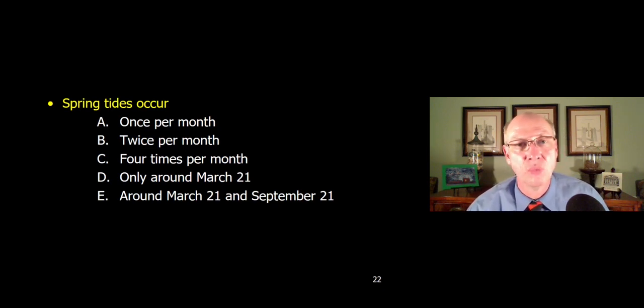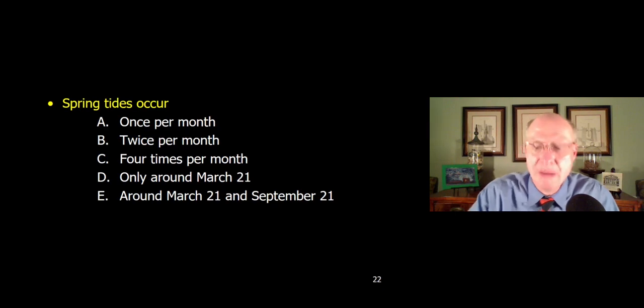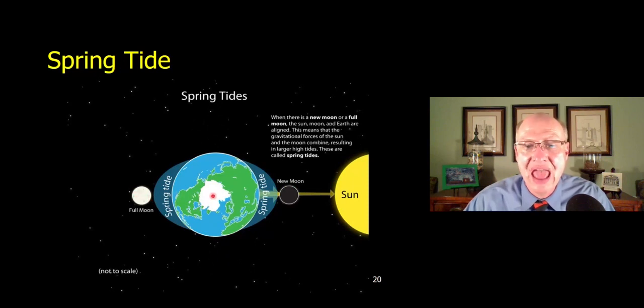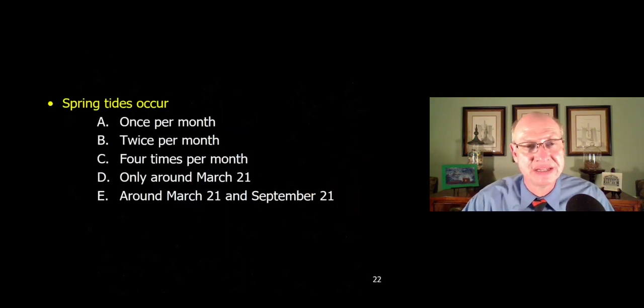All right, what did you get for this one? Well, remember that spring tides occur at new moon and again at full moon. And so if spring tides occur at new moon, we get 1 new moon a month, but they also occur at full moon. So we get 2 sets of spring tides every month. So the spring tides occur twice a month. Neap tides occur twice a month.